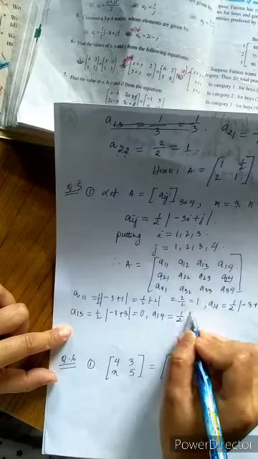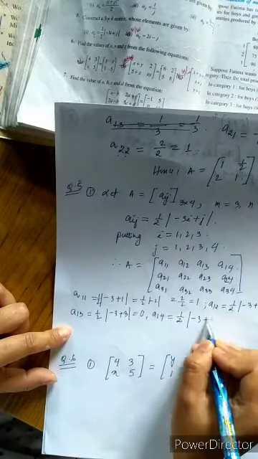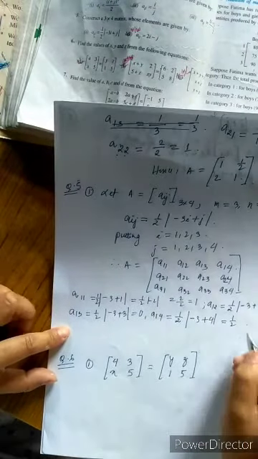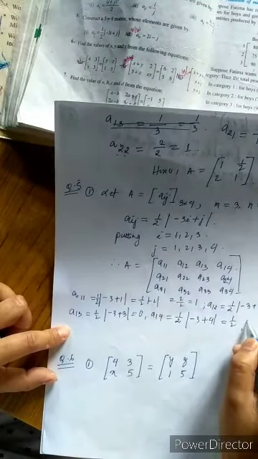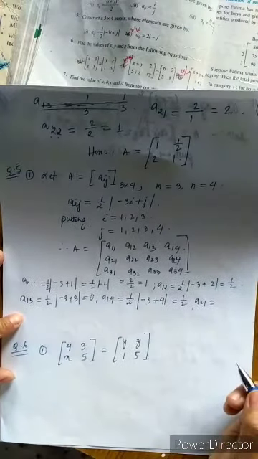1 by 2. 1 by 2 minus 3 plus 4. Minus 3 plus 1, 1. 1 divided by 1. 1 by 2. Value of a21.